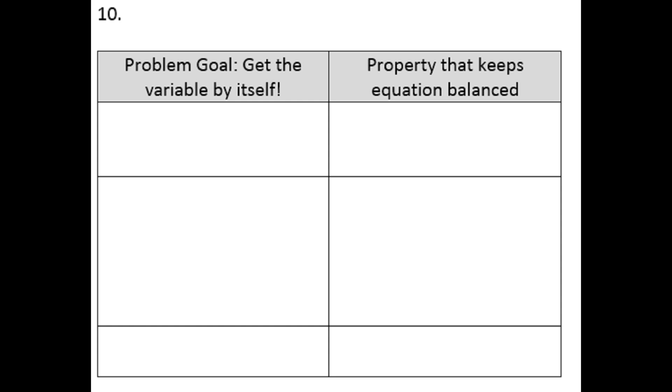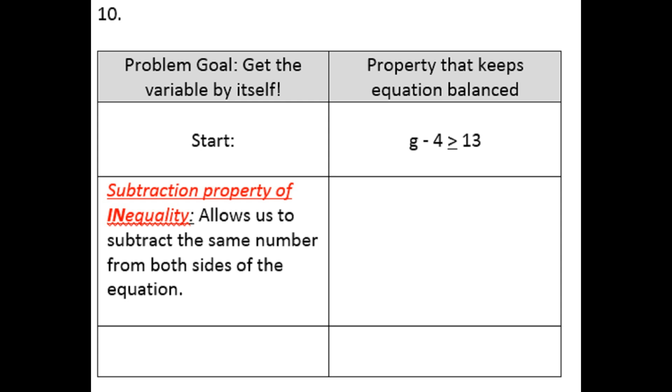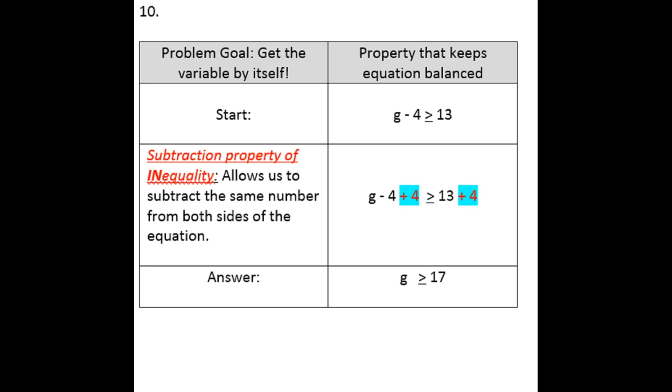Let's go on to number 10. We have g minus 4 is greater than or equal to 13. Now we know when we graph this it's going to be a closed circle because it's greater than or equal to. So again, there's that subtraction property of inequality. g minus 4 plus 4 is greater than or equal to 13 plus 4. So we have g is greater than or equal to 17.